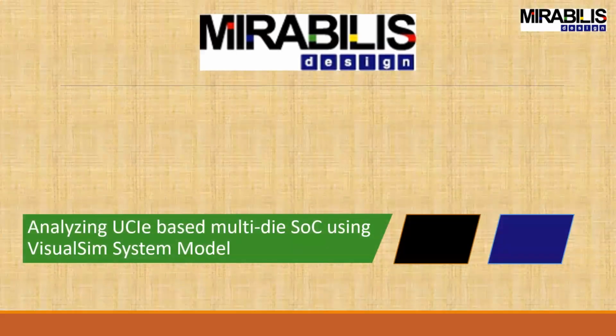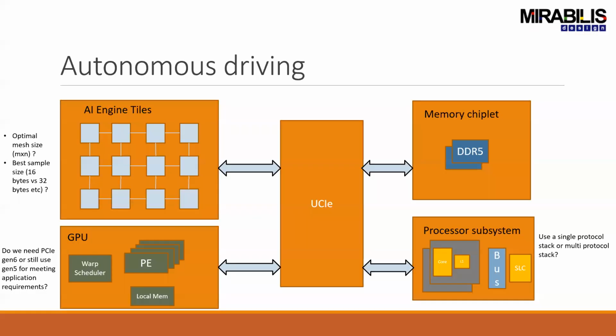Now, let's analyze a UCIe-based multi-die SoC. Let's take the example we looked at earlier, which is autonomous driving. Some of the things we might be looking at are: what's my optimal mesh size? It could be 16 bytes versus 32 bytes for the sample size or the data size.